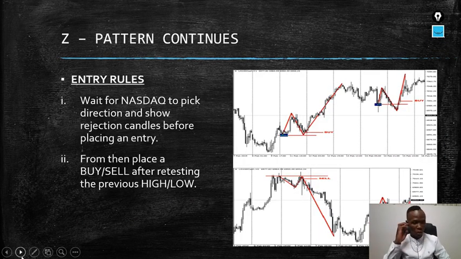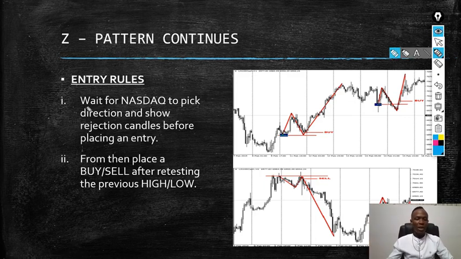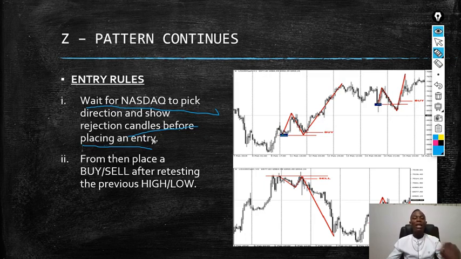So the entry rule is you have to firstly wait for NASDAQ to pick a direction, as said in the previous slide, and then show a rejection candle before placing an entry. It's important to know how to read candlesticks when it comes to trading NASDAQ, because that's very crucial and important. That's going to make you able to see turning points. That's going to make you able to see reversal candlesticks, etc.